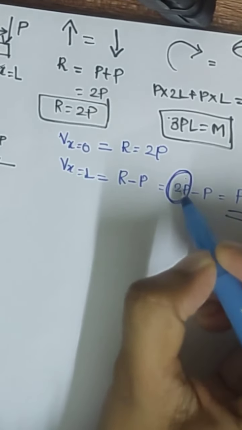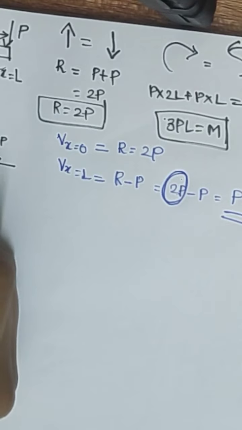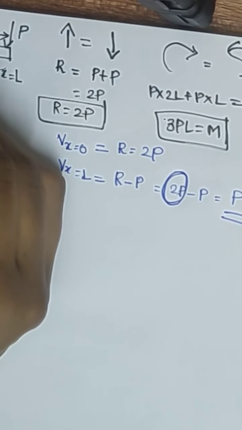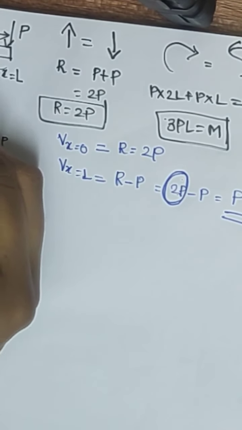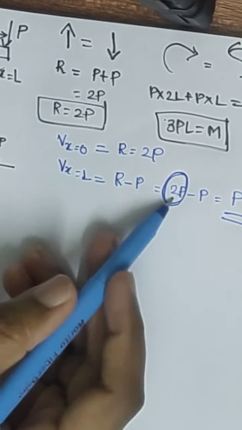Exactly the same thing, just look at this diagram. First we get 2P at x equal to 0. If there is a point load, just consider before the section. Before that it is 2P. So before that it is 2P, and after that we want to find.